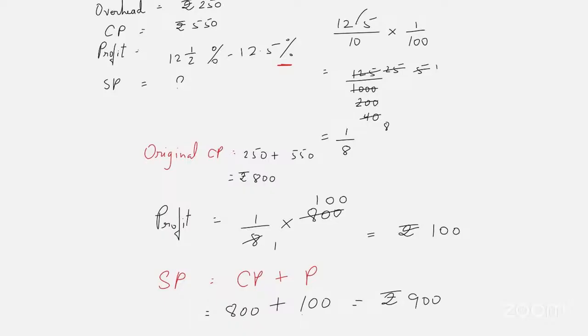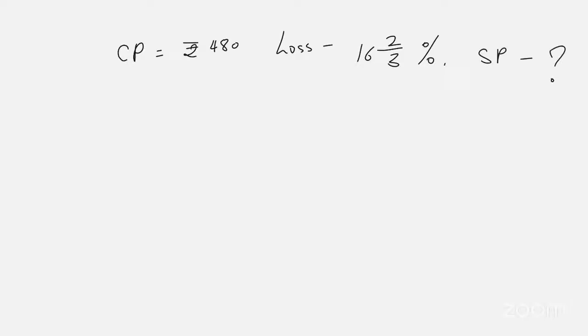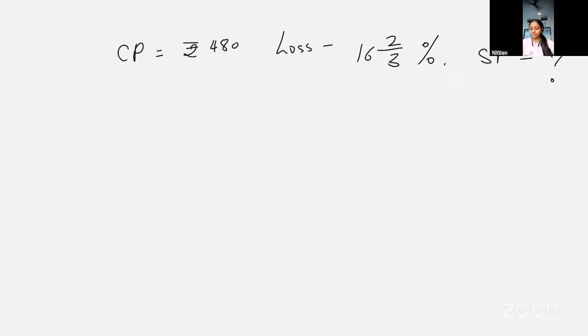New question incoming. Cost price is rupees 480. Loss is 16 whole number 2 by 3%. You have to find the selling price. Okay, cost price is rupees 480. Sorry, loss is 16, 2 by 3%. You have to find out the selling price.